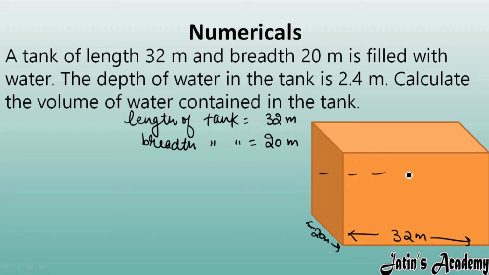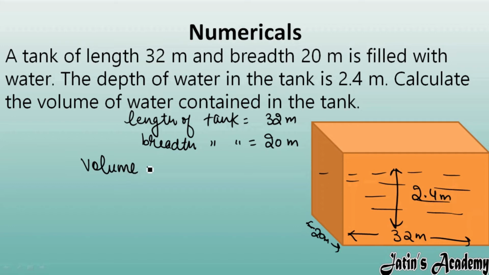So the breadth of the tank is equal to 20 meter, and it is filled with water. The depth of the water in the tank is 2.4 meter. We have to calculate the volume of water contained in this tank. So here you can see the length, breadth, and height are given. So easily we can find the volume.